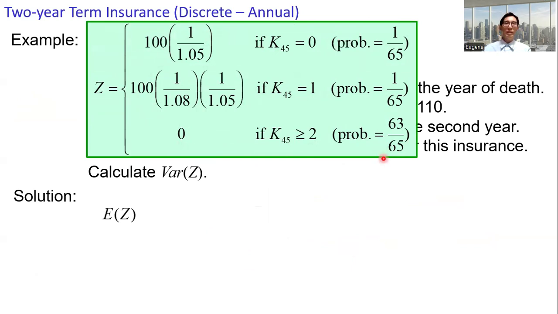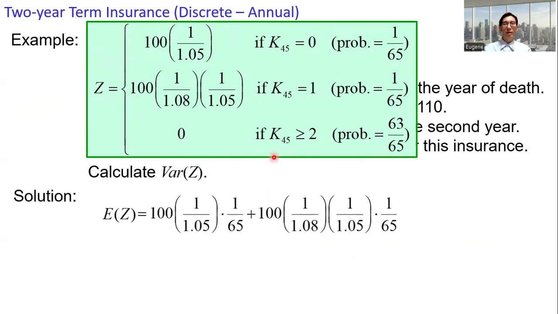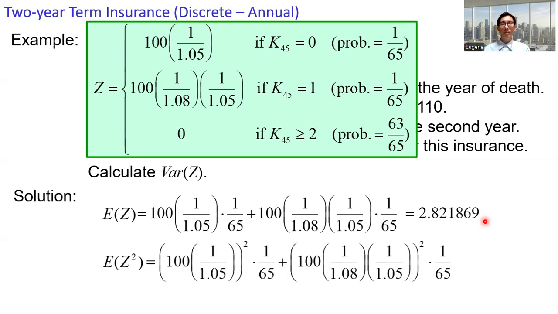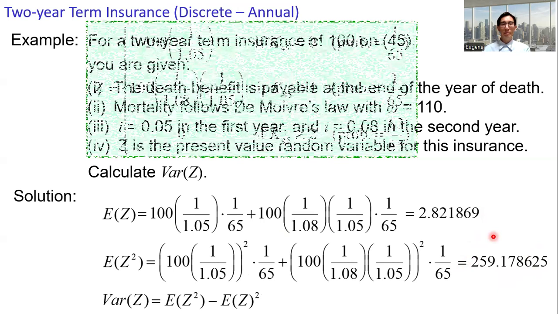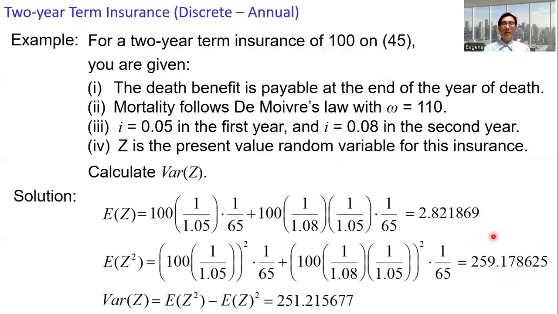The expected value of Z, we have this expression. Upon calculation, we get 2.821869. The expected value of Z squared is 259. From that, we can get the variance. And the answer is 251.215677.